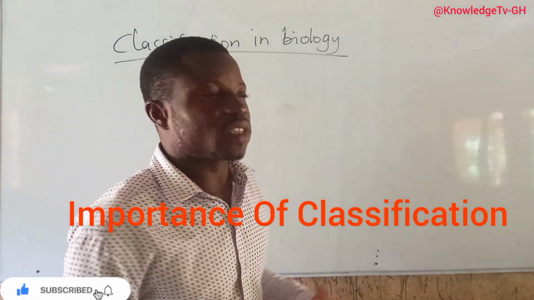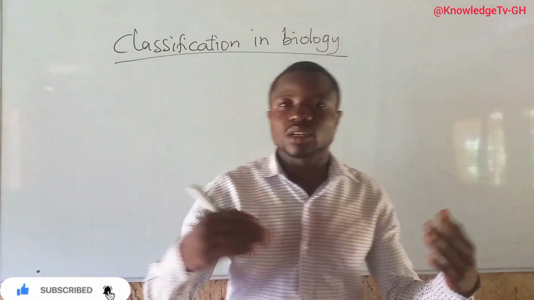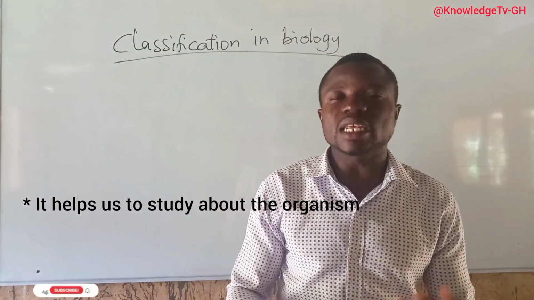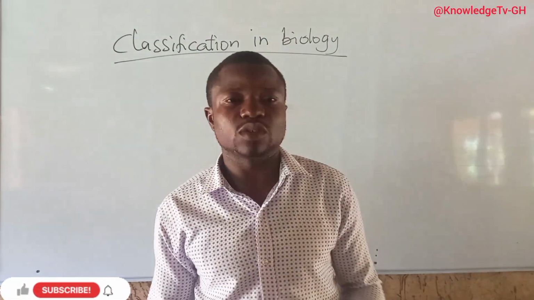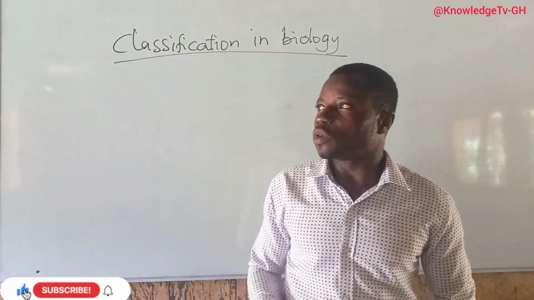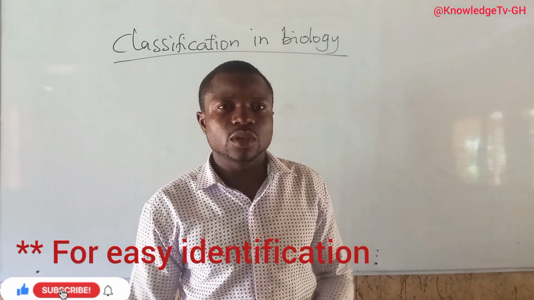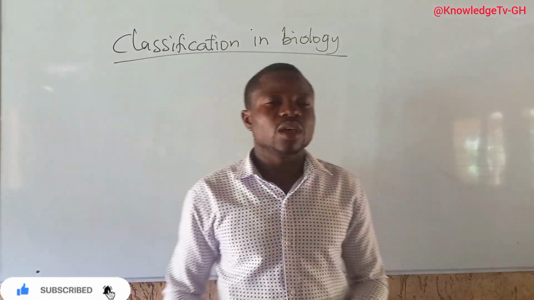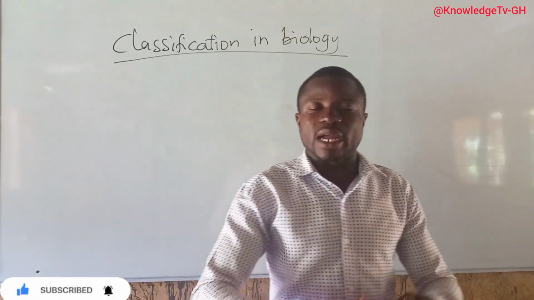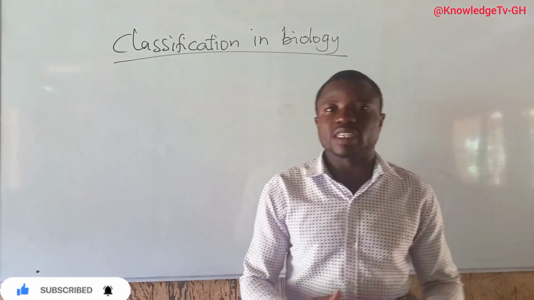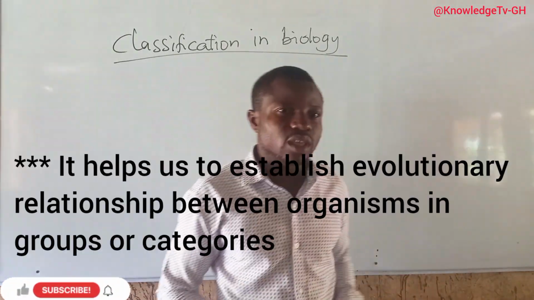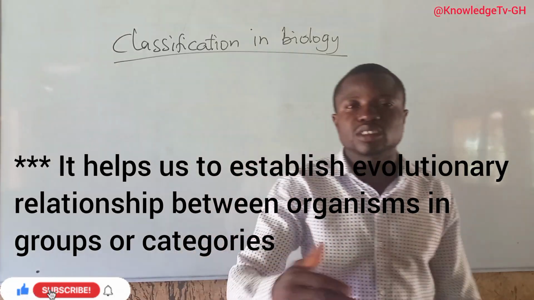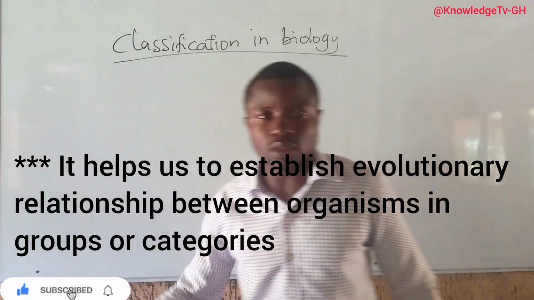The first reason why we need to classify living organisms is to help us to study the organism and make reference to that organism. Number two, for easy identification. When we classify living things into groups or categories, it will help scientists to identify them whenever the need arises. Number three, it will help scientists to establish evolutionary relationships between organisms in their various groups or categories.